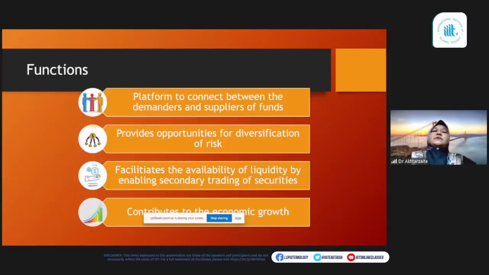So it facilitates also the availability of liquidity. This is a point also, by enabling secondary trading of securities. All right. So whenever we need the cash, when we need the liquidity, we can sell the securities in the secondary market. As we said later on that under the capital market, we have the primary market and secondary market. So secondary market is where we can trade, we can buy and sell the securities and get the liquidity out of the trading.